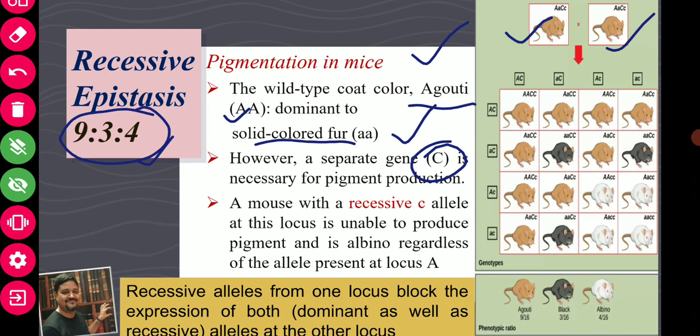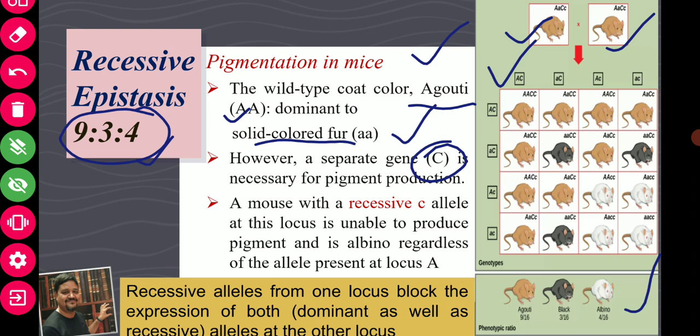In all other cases there will be agouti color development, but when there is no dominance at the A locus and there is dominance at the C locus, in that case grey or black color mice will be produced. So finally you can see the agouti, black and albino will be produced in the ratio of 9:3:4. So recessive alleles from one locus block the expression of both dominant as well as recessive alleles at the other locus.